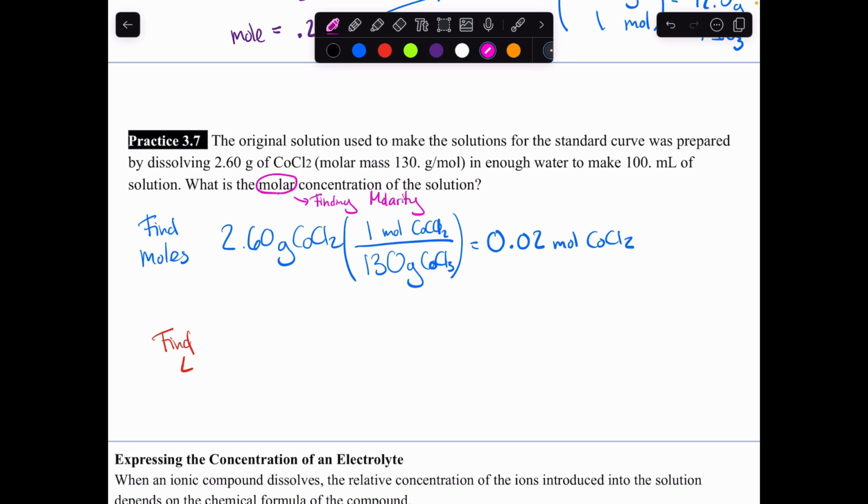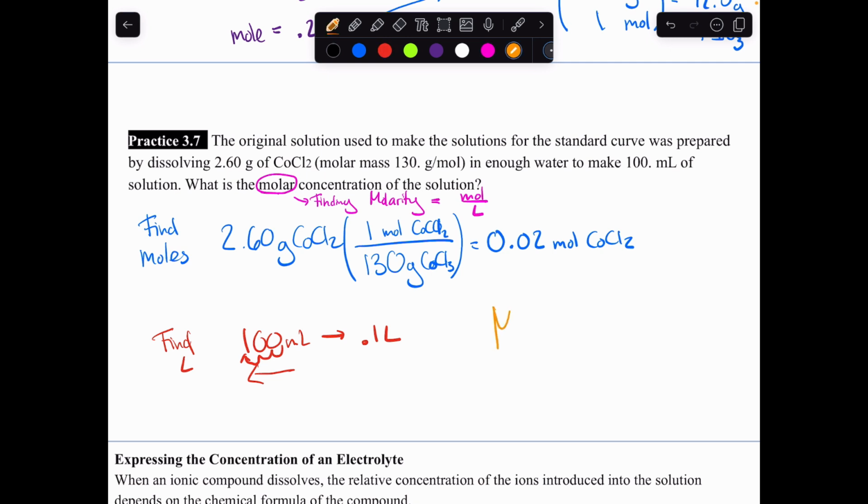Okay, so in this problem we're finding molarity. In finding molarity, that means we need moles and we need liters. So we're going to find each of those two things separately. Found my moles there. Finding liters is just converting 100 mL, which would be 0.1 of a liter, because remember, 1, 2, 3 to the left.